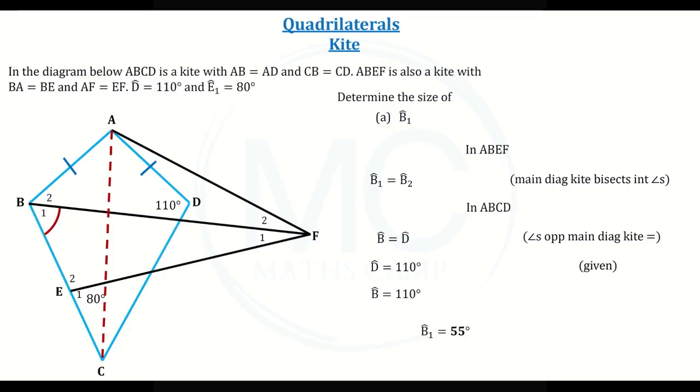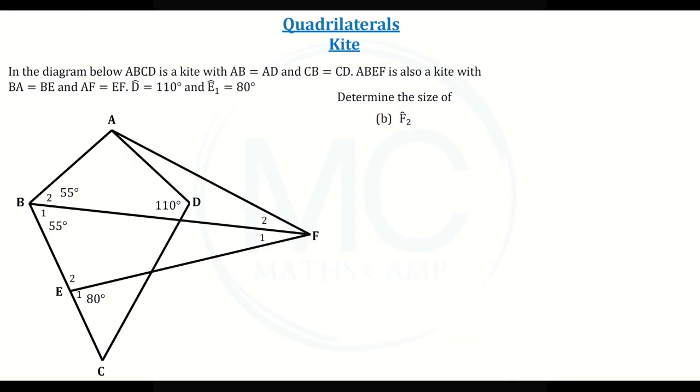Before we move on, let's make our diagram black again. Let's fill in 55 degrees for angle B1 and for angle B2. Determine the size of angle F2. Now angle F2, let's make it red, lies inside angle F, which sits inside kite ABEF. So let's make the whole kite blue. Angle F only sits in kite ABEF. So we have to use this kite to find the size of angle F2.